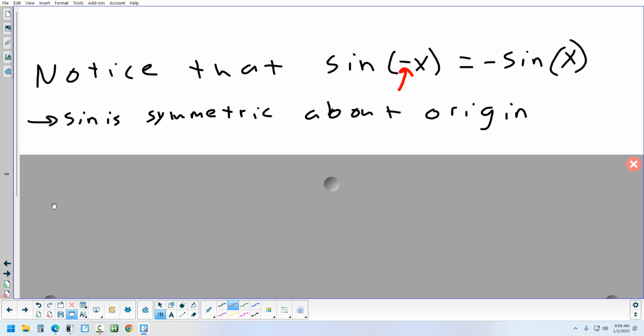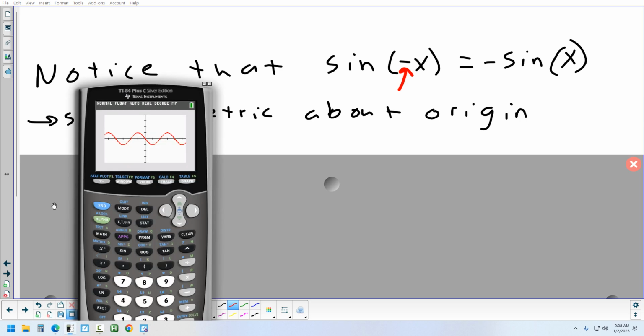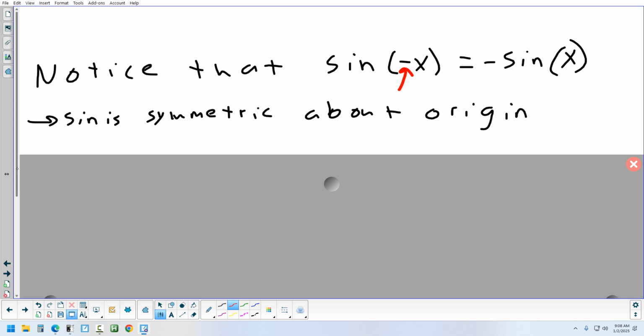That does not work with cosine. Okay, so sine is symmetric about the origin. Why is that important? Well, when we start talking about trig identities, if you have a negative inside the parentheses, that makes life very complicated. With sine, we are allowed to take that negative, put it in front, and it still means exactly the same thing, but it's a lot easier to work with if it's not in the parentheses. So that's when we start doing a lot of algebra with this stuff, that's where that becomes important.